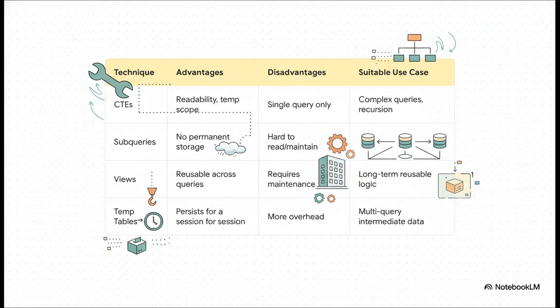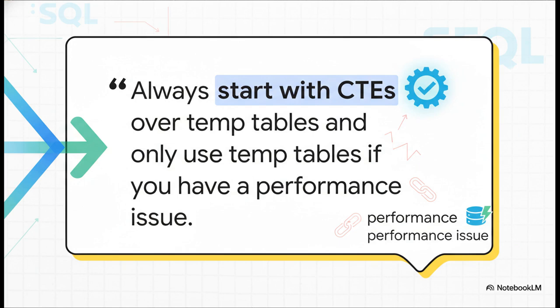Here's a great rule of thumb you'll hear from a lot of experienced developers. Always start with a CTE. Why? Because of its readability and simplicity. Only if, and this is a big if, you hit a specific performance problem and you can prove that a temp table is faster, should you even consider switching. Otherwise, don't take on that extra overhead. It's just not worth it.